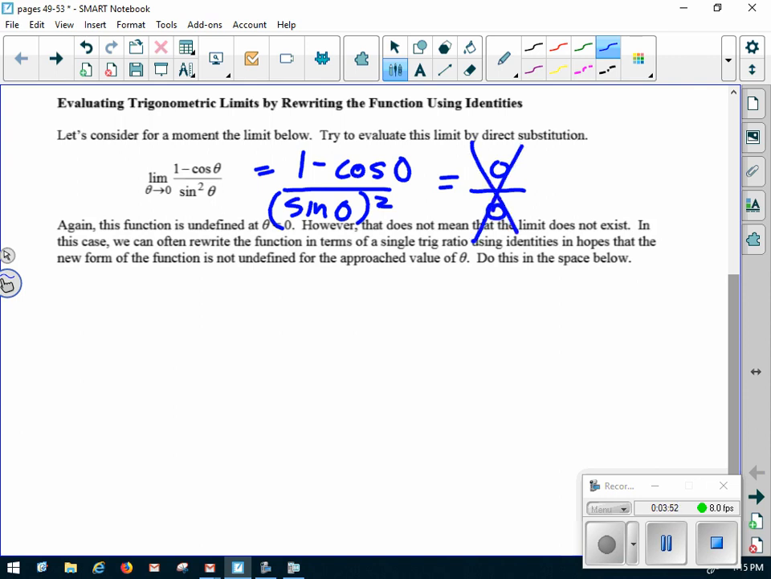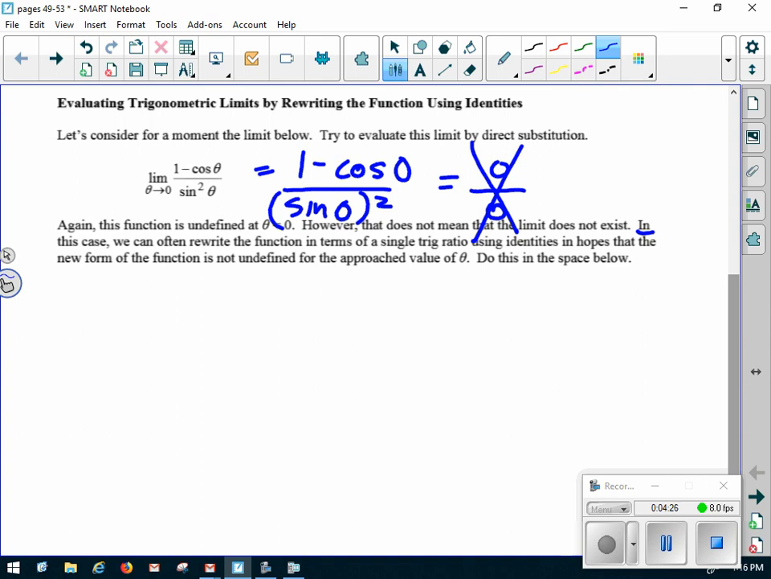That's called indeterminate form. Have I told you that word? Indeterminate form does not mean that the limit doesn't exist. It means you've got to try something different. So in this case, we can often rewrite the functions in terms of a single trig ratio using identities, meaning the kahuna family, if we've got a squared trig function.